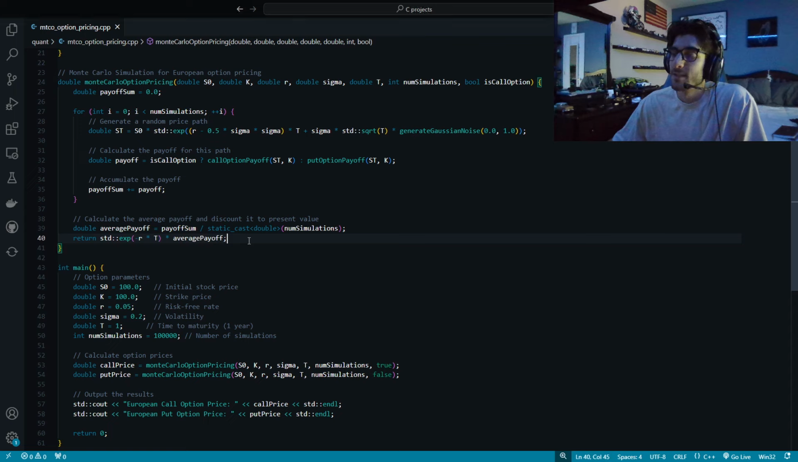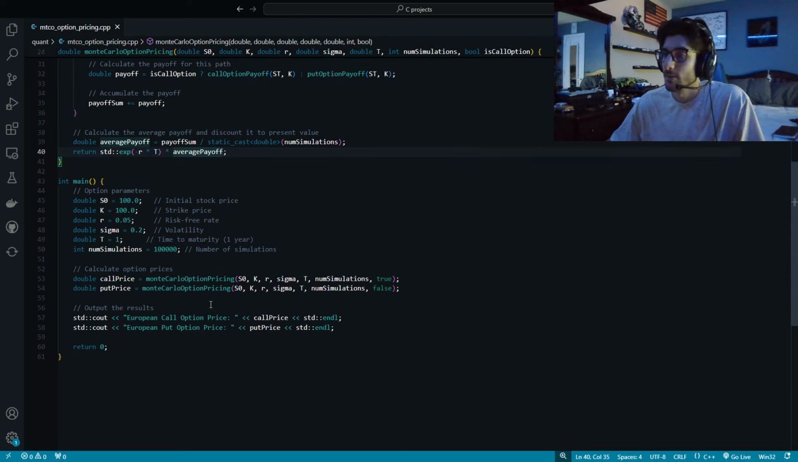And then we return the payoff sum discounted to a present value, because we want to know what the option will be worth right now, because we're trying to see if it's a good deal pretty much. So this is Euler's number raised to the negative risk-free rate times time to maturity times the average payoff. So now to recap on the parameters, we have the initial stock price, strike price, risk-free rate, volatility, time to maturity, number of simulations. So we want to know a call price, so we're saying that it is a call. Put price, we're saying that it's not a call. And so now we just have to get our values and put them through.